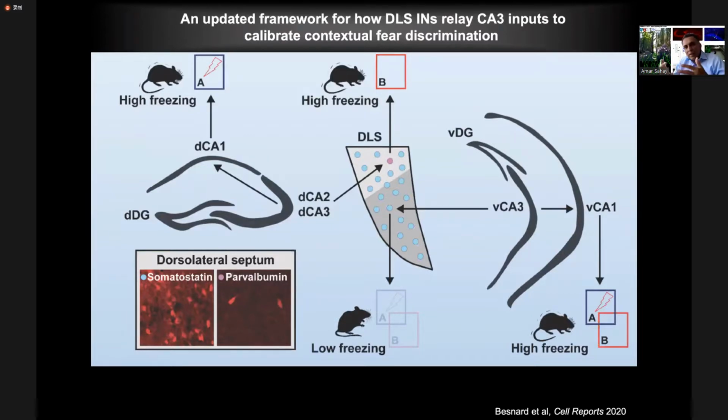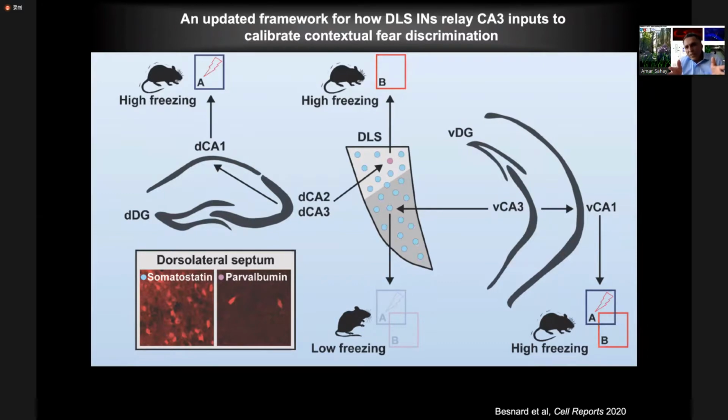We think that parvalbumin cells in the DLS and somatostatin cells are putative relays for dorsal CA3 projections to link contextual information to calibrate freezing responses in similar contexts, and ventral CA3 projections to calibrate freezing levels insensitive to contextual information, sort of like a gain control mechanism.